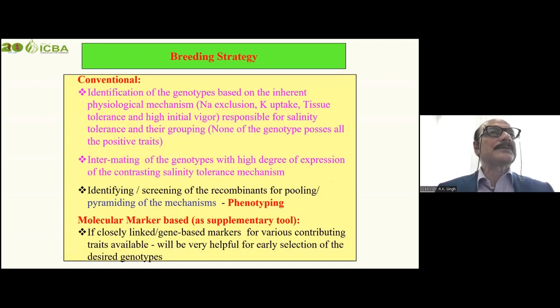So when we talk about the breeding strategy, definitely we discuss the crossing pattern of genotypes with different mechanisms, but how to phenotype is the main thing.